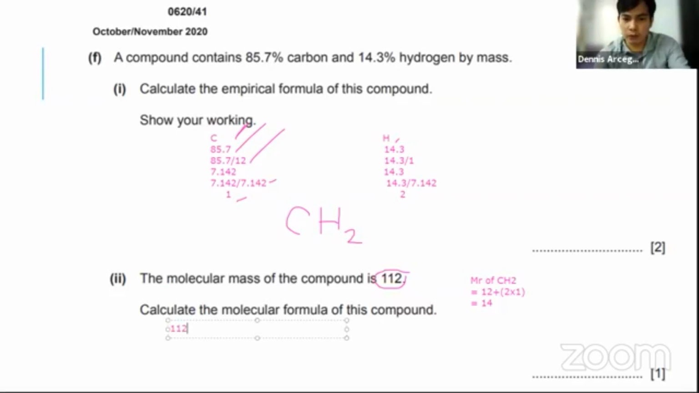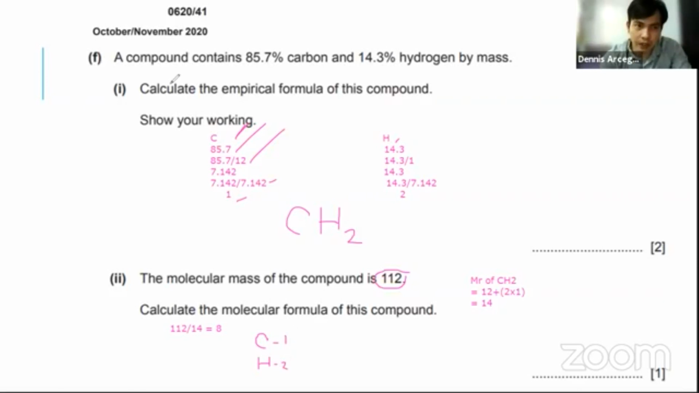So 112 divided by 14, you'll get 8. Okay, so that will be 8. And then you have here the empirical formula, CH2. So you have C and then H. C is 1, hydrogen is 2.